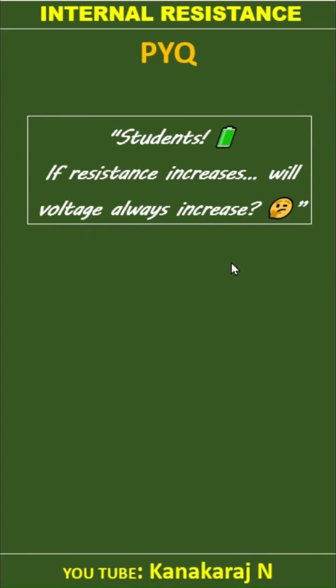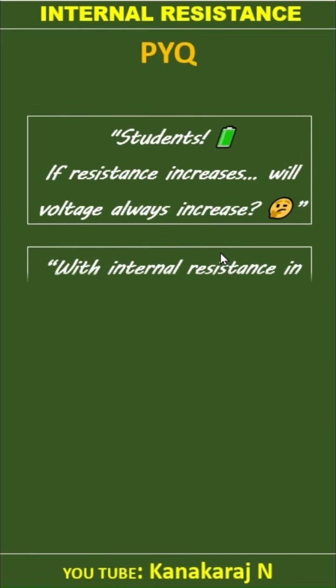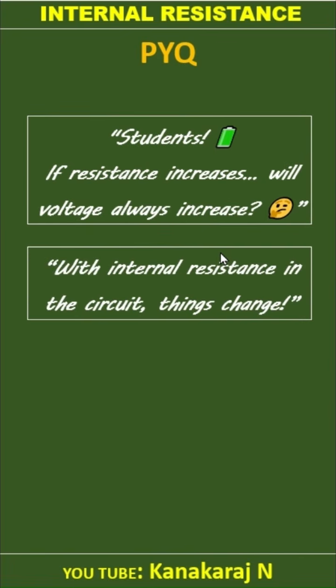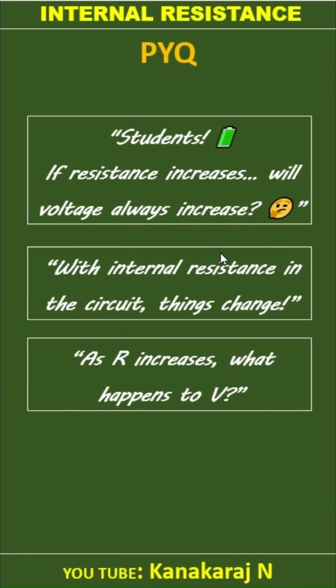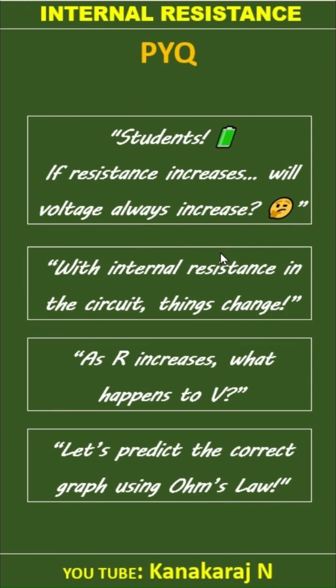Students, if resistance increases, will voltage always increase? With internal resistance in the circuit, things change. As R increases, what happens to V? Let's predict the correct graph using Ohm's law.